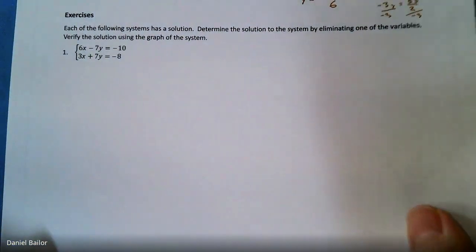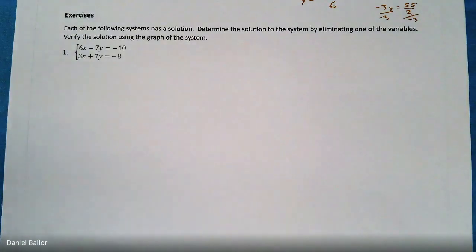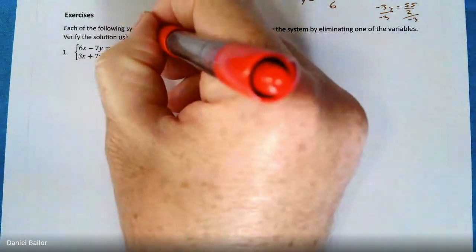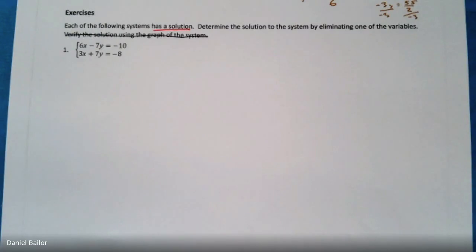I would like you to pause the video and practice the elimination method, because they tell you that all of these have a solution. So find the solution by eliminating. Now it does say verify by using the graph of the system. You do not need to graph to verify. I just want you to use the elimination method to solve these. So pause the video, take a few minutes, try exercise 1 through 3 on your own, and then come back and see if your answers match mine.